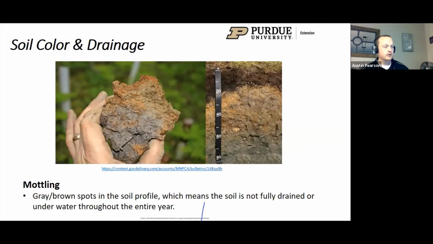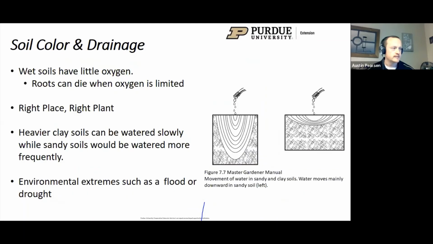You see mottling where you get gray spots next to reddish or brown spots. That's telling you that the soil profile is not fully drained or fully wet throughout the entire year. You'll see there are times where that fluctuates when you get more rain or less rain, and based on that, you can determine where that water line is throughout the year. Move on to the next slide. Wet soils, we've already talked about, have little oxygen. If you start having issues with that, plants can get wet feet, and roots can die.